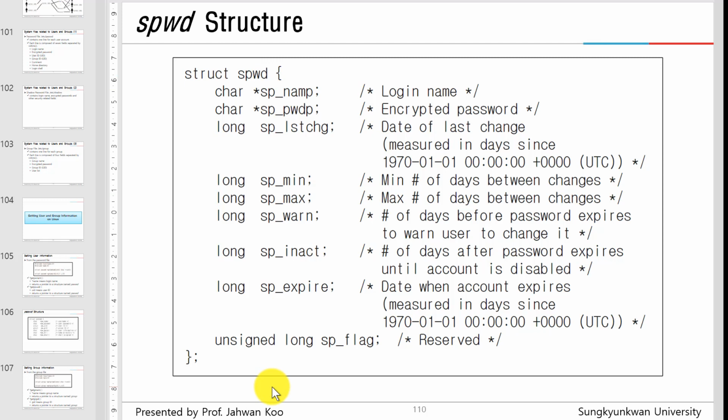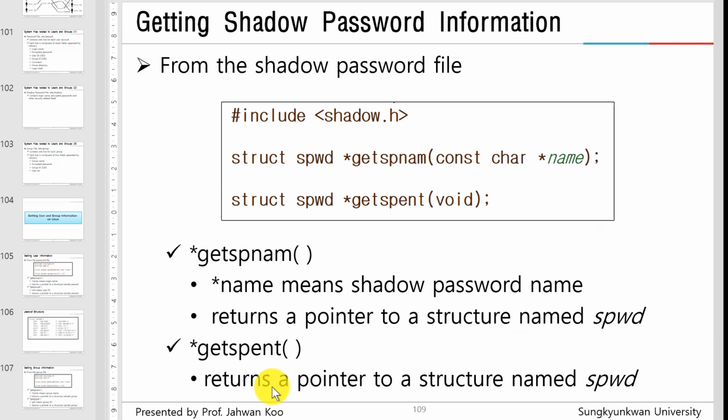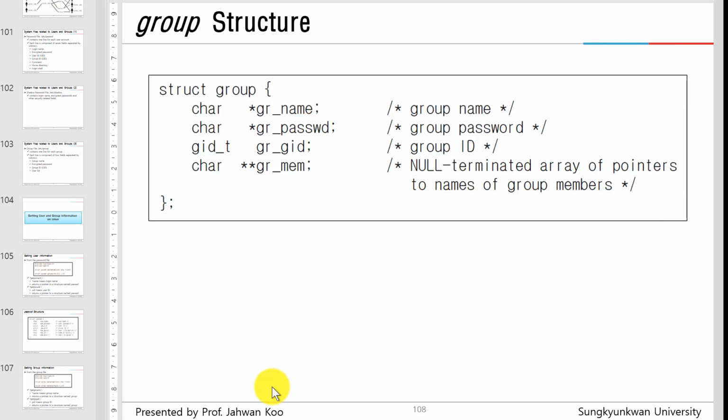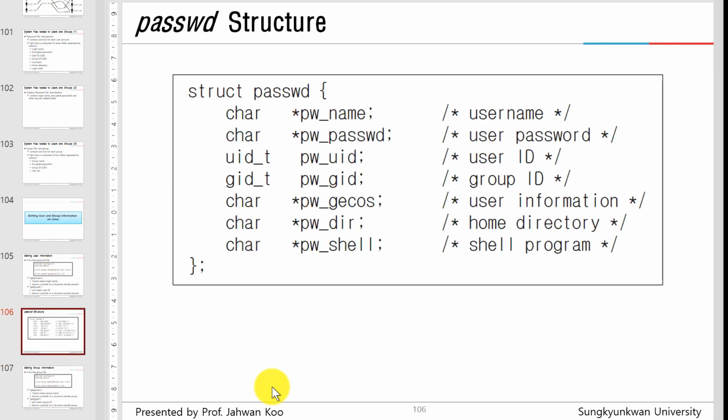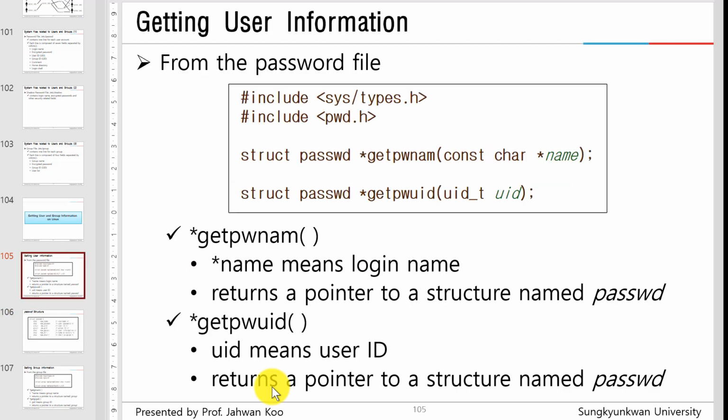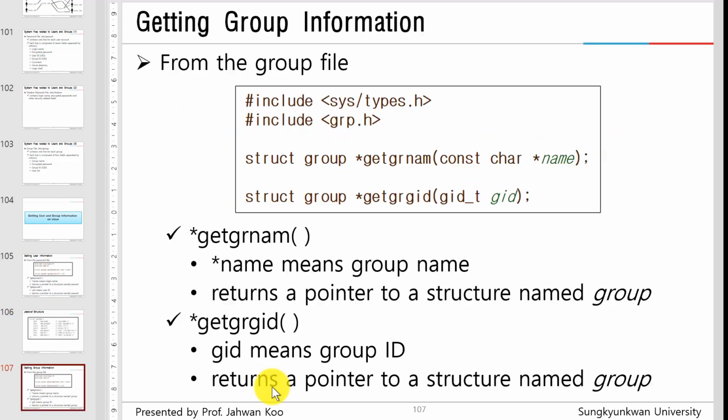Until now, we have learned how to get information about users and groups using system library functions. These functions are very simple and very useful.